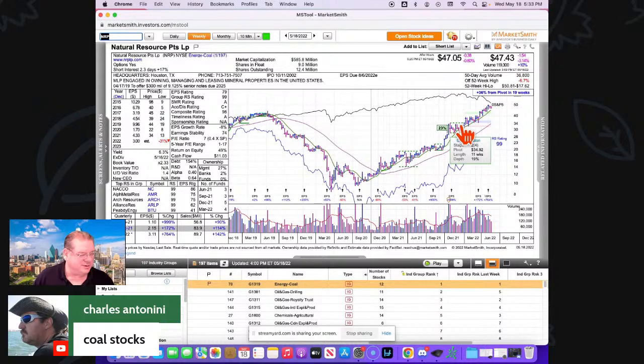Natural Resource Partners, the pivot was 34.92, and currently it's 47. So you don't want to buy it, even though it looks really great, because this may pull back, and it may pull back hard. That's just typically the way it is. When you want to buy is when it comes out of a base and is over and up about 5%. That's it. I will definitely take a look and see if we can find any good coal stocks, but right now I'm not seeing a whole lot of opportunity here.